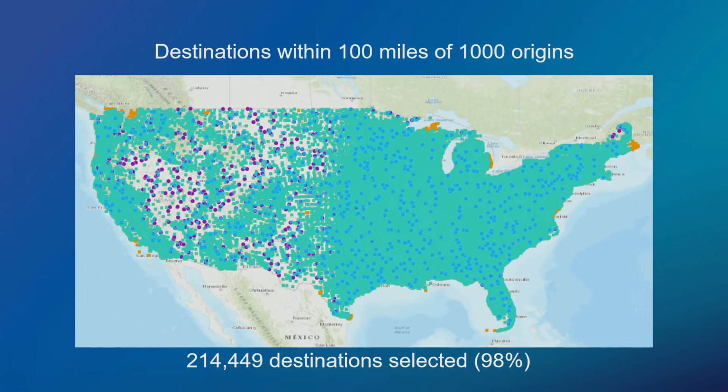So I do that selection, and since my origins are scattered all over the country, I end up selecting about 98% of the destinations that were there in the first place. And so I haven't really successfully reduced the number of destinations that I have to pass in. So for this chunk of 1,000 origins, I'm going to have to run through a bunch of destinations, and it's going to take a while.